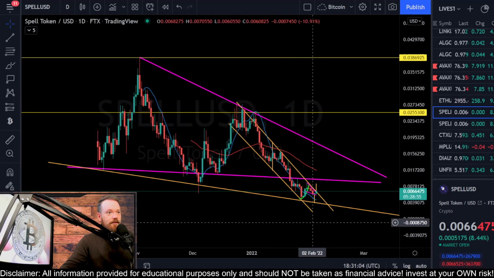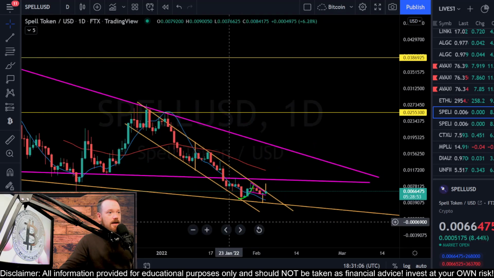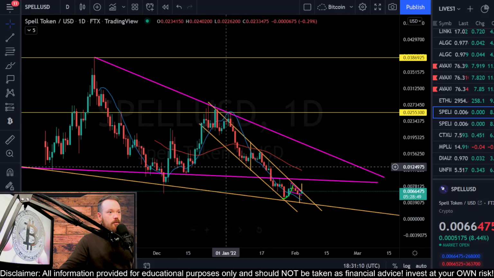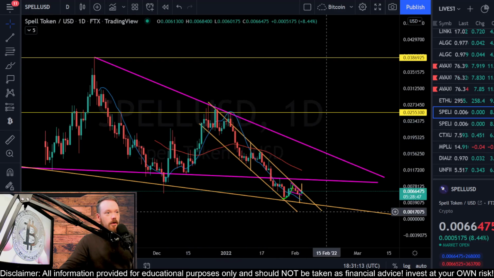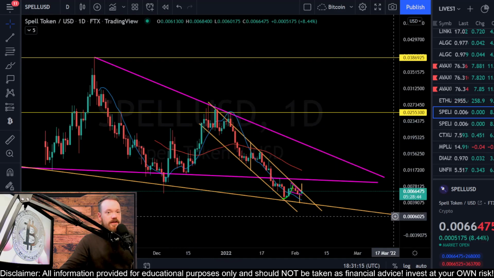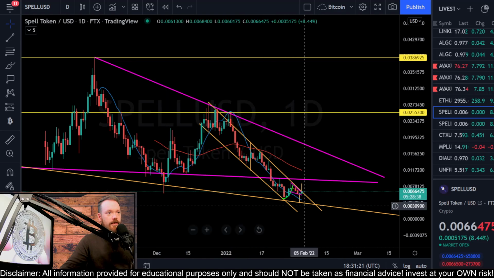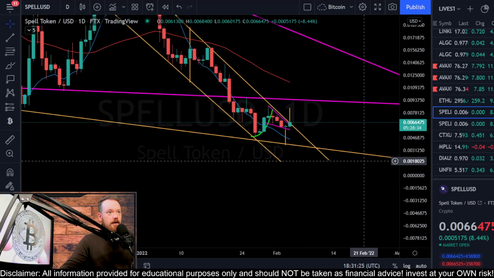And you can see that we did get a nice move to the upside here. We tested the resistance perfectly, but we've been in this nice falling channel for a long time. So now we actually have a couple of different measured move price targets here for Spell Token. So we did come down on this support perfectly. I'm going to talk about some resistance levels to pay attention to also for pullbacks, but look at this, guys.